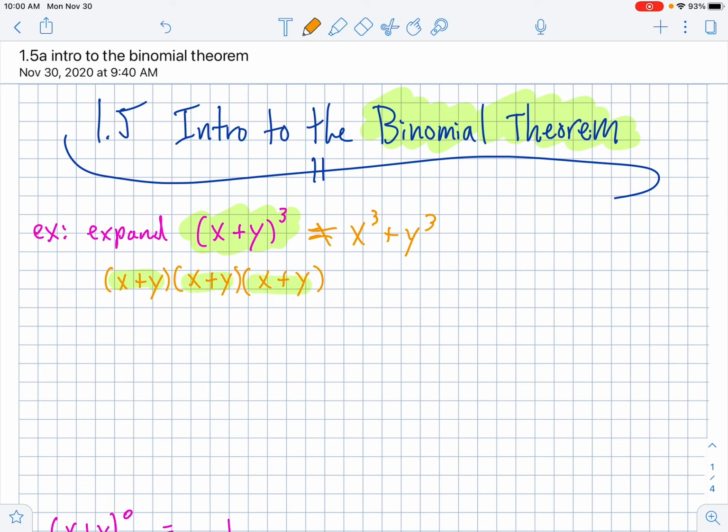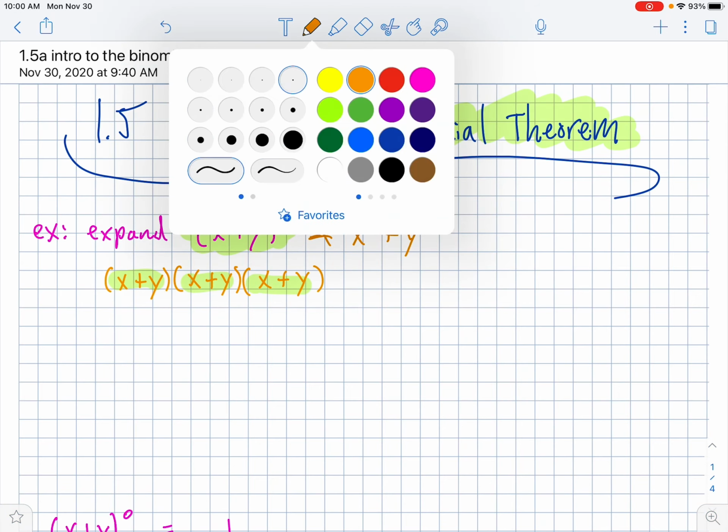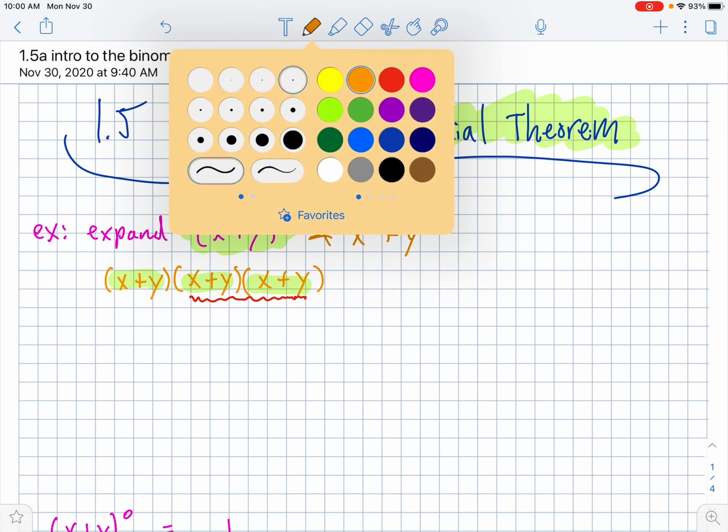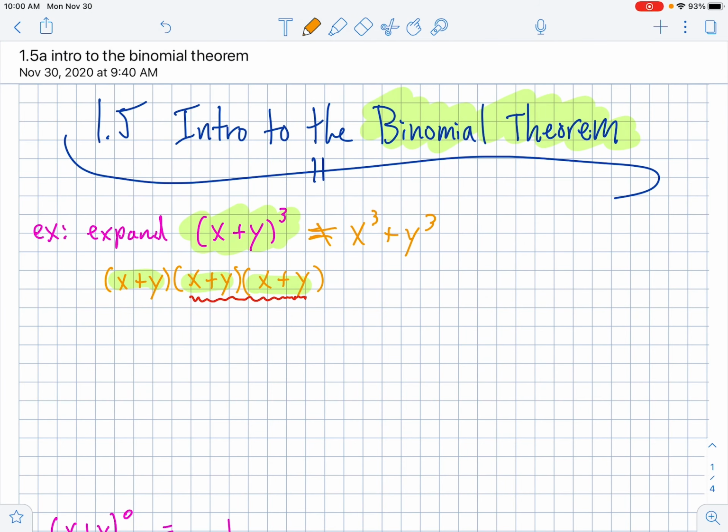To be able to expand this, I first am going to take the back two terms, (x plus y) and (x plus y), and FOIL them, or distribute, or box method, whatever you do. And I'm just going to let this guy in front just hang out. This guy right here is just going to chill, and then we'll deal with the back two, and then we'll deal with everything. So the front one gets to hang.